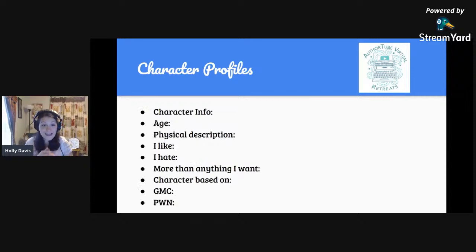And so this is my character profile template. This is what I'm currently using when I'm outlining my novels and my NaNo novel this year. As you can see, I don't have too much stuff. I might try to flesh it out a little bit more, but this is at least the bare minimum that I want to have for my main characters. So the character info includes gender, sexual orientation, are they the protagonist, antagonist, things like that. And then age, physical description, that's all self-explanatory, things they like, things they hate.